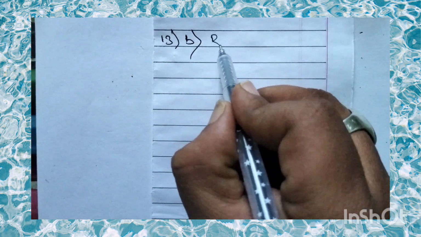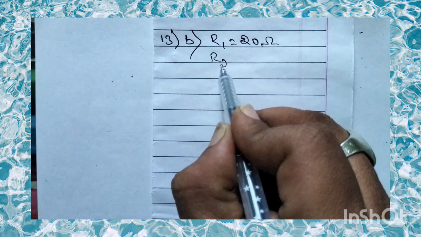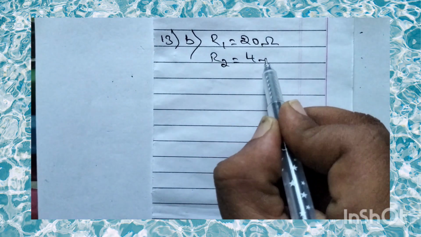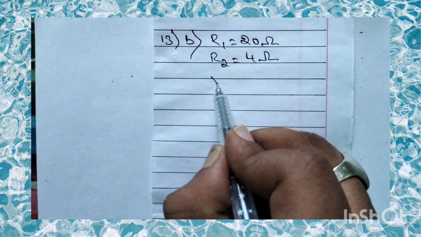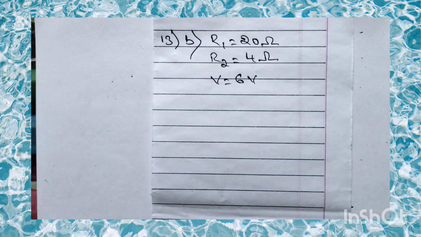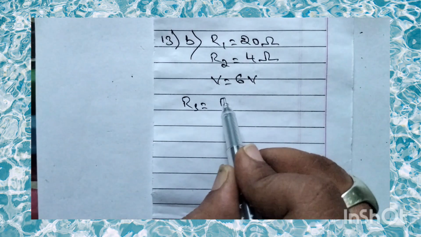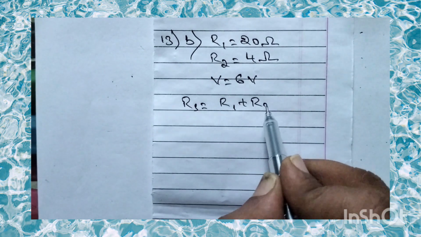calculate these things. So let us list what is given. So R1 is given as 20 ohm and R2 is given as 4 ohm. It is connected to a 6 volts battery. Both are connected in series according to the figure. So let us find Rs. Rs is equal to R1 plus R2.